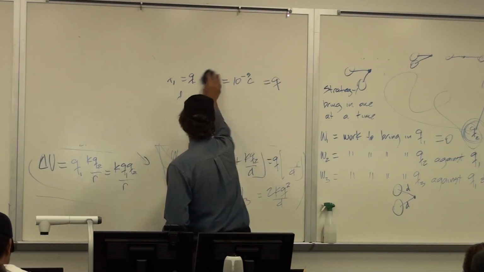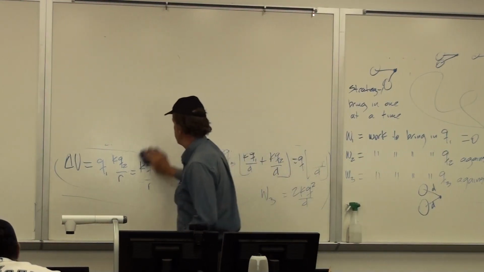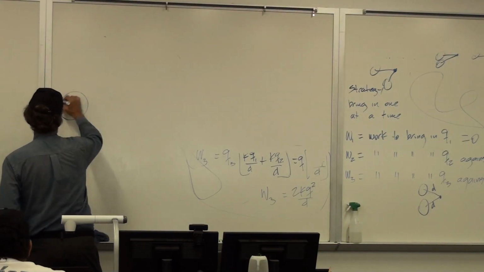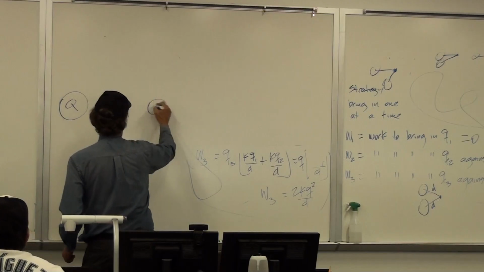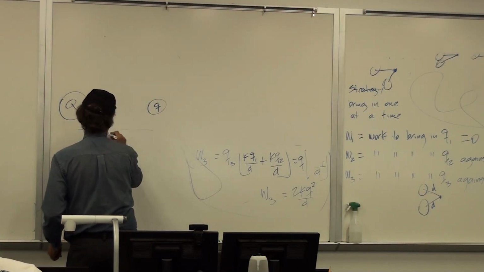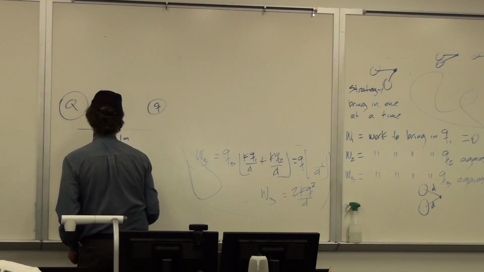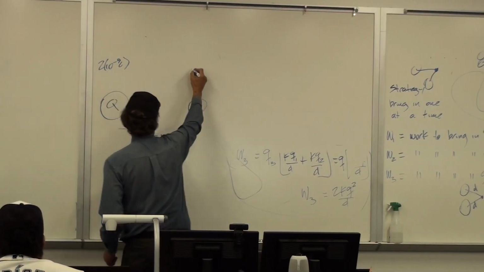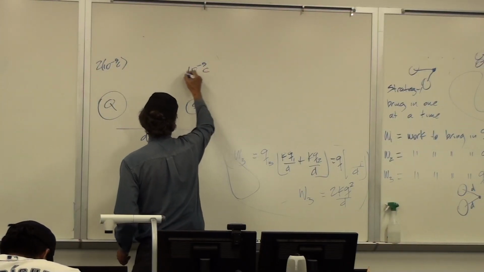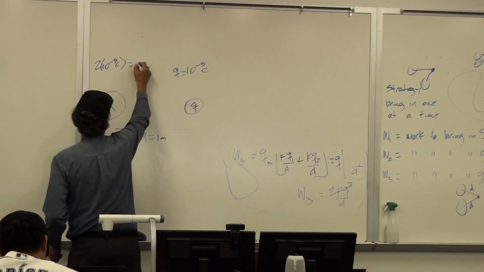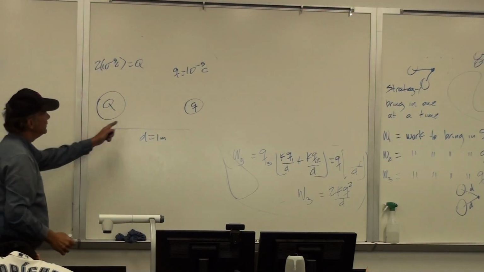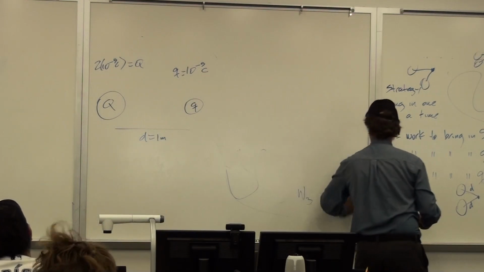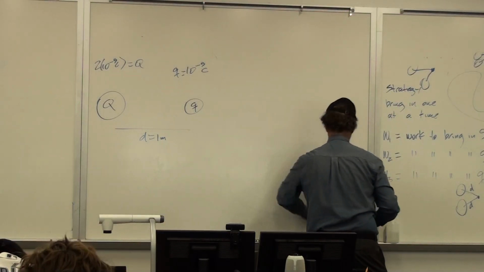Let's say that we have a single charge, big Q, and a smaller charge, little q, that are initially separated by a distance d equals 1 meter and held firmly in place. Let's say big Q is 2 times 10 to the minus 5 coulombs, and little q is just 10 to the minus 5. So let's let this thing go, and let's find the final velocity if we let it go to infinity.